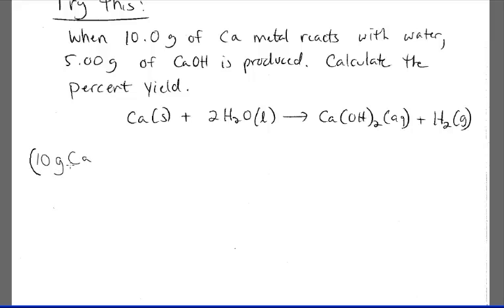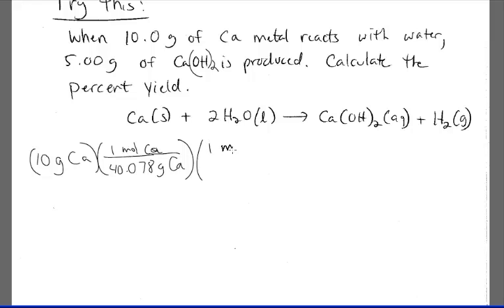So 10 grams of calcium, and we'll turn it into moles using molar mass of 40.078 grams of calcium per mole of calcium. We'll then use the mole ratio, and this equation is balanced. So the amount of calcium hydroxide is, and this should actually be a 2. Hopefully you caught that there should be a 2 there. The amount is 1 mole to 1 mole. The mole ratio is 1 to 1.